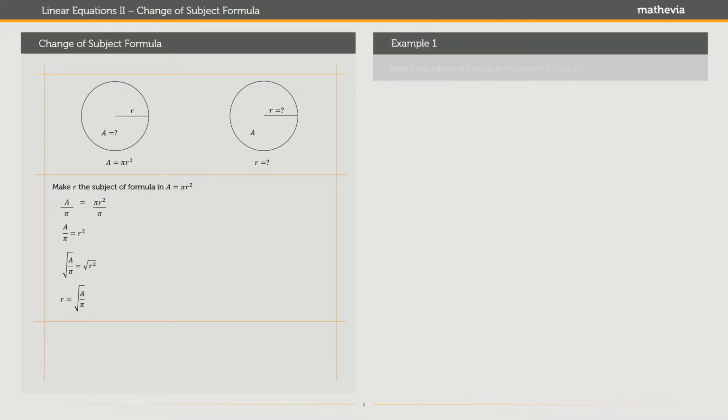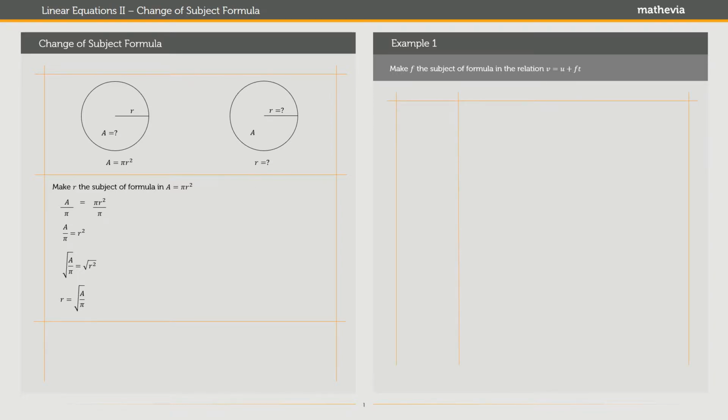So example 1. And example 1 says make f the subject of formula in the relation v equals u plus ft. So we have a formula here, okay, for v, and basically we assume we're given v, we're given u, we're given t, and we're looking to find f. So what we want to do is reverse this formula to make f the subject of the formula. At the moment, v is the subject of formula. We want to rearrange this formula so that f is the subject of formula. Now, how do we go about doing that?